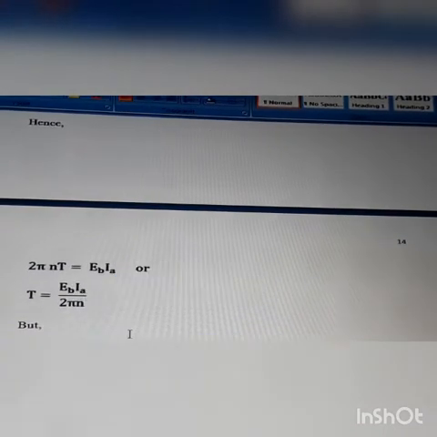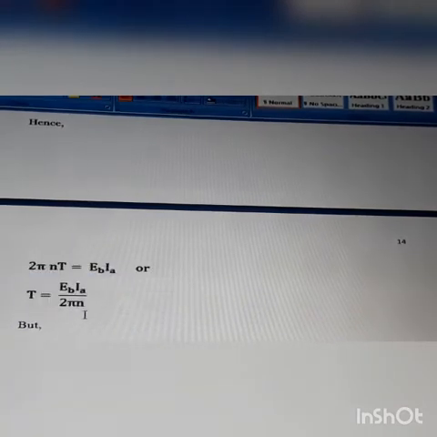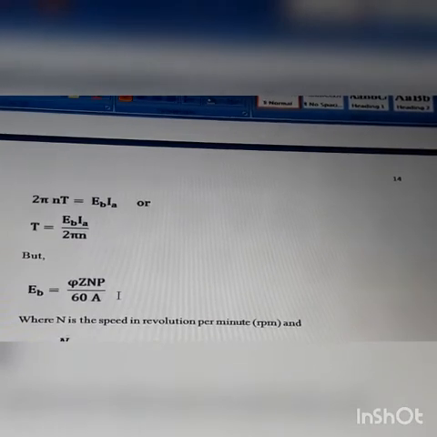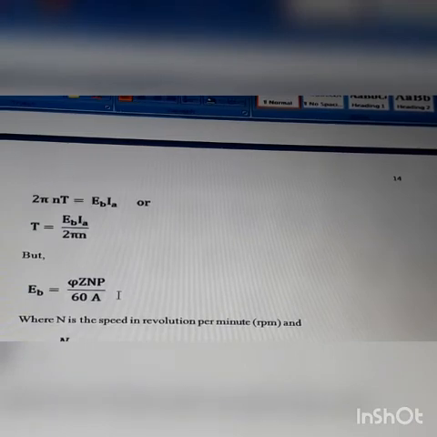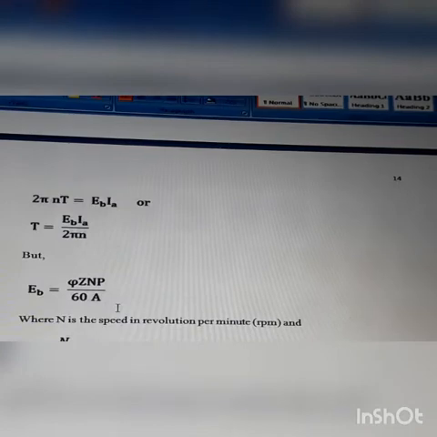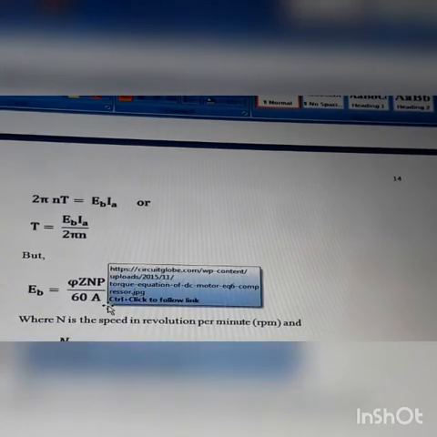We have to find the torque equation. So let us take torque on one side and the other quantities on the other side. Here EB is the back EMF, and we have already derived the EMF equation of the generator. In the case of a motor, it remains the same, with E replaced by EB. So EB = ZφNP upon 60A.